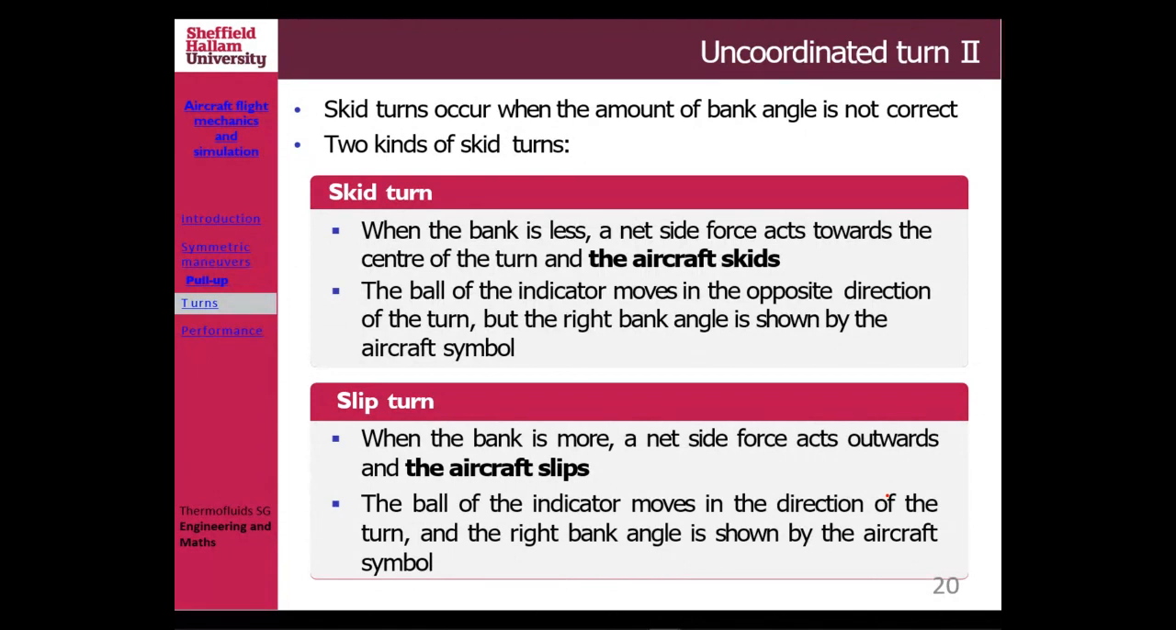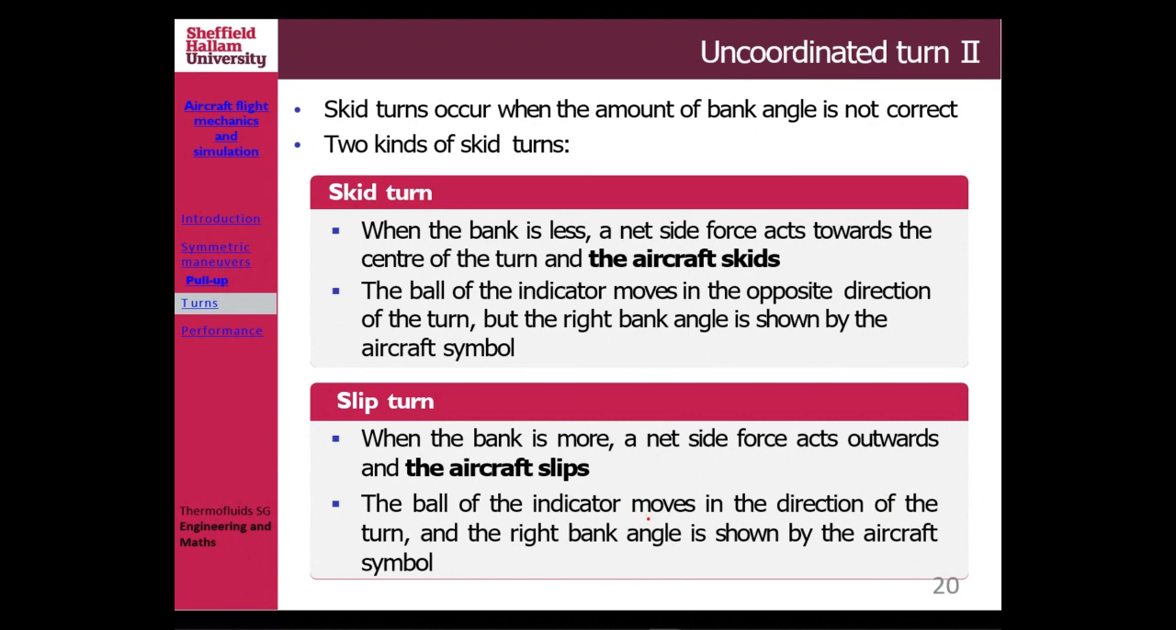Okay, so I think that is the skid and slip. The slip is the opposite of what happens in the skid. So when the bank is slightly more, then the net side force acts outward. So then the aircraft will obviously slip, and the ball moves in the direction of the turn.